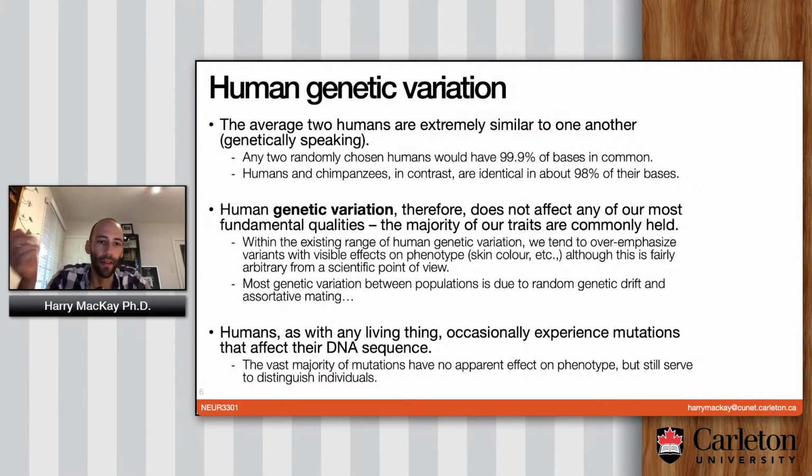All that being said, the average two humans are extremely similar to one another when you talk about genetics. Any two people on Earth, if you were to look at their DNA, 99.99% of their bases would be the same. So almost everything in their genome is the exact same. Humans and chimpanzees are about 98% identical, which is also fairly similar.